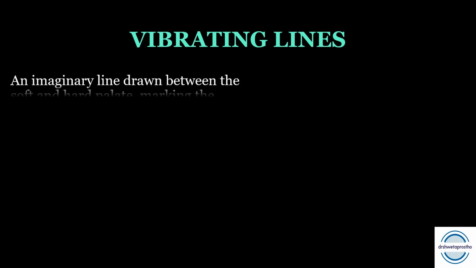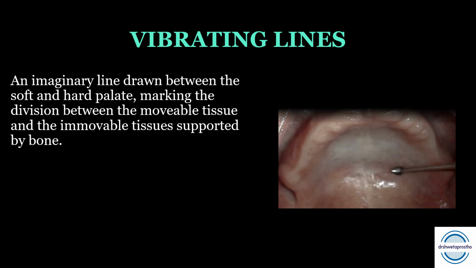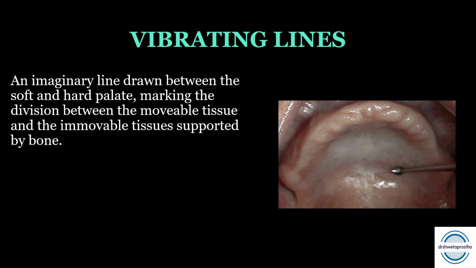Now let us discuss a vibrating line. What is a vibrating line? It is an imaginary line which crosses the posterior part of the palate, marking the division between the movable and the immovable tissue of the soft palate. It can be identified when the movable tissues are moving. So that means it marks the beginning of the motion in the soft palate.